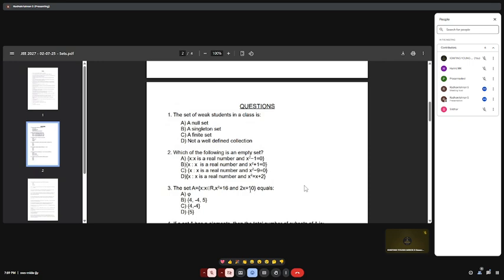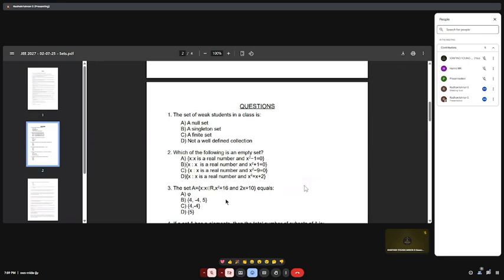2x equal to 10. x equal to plus 5. So, is there any value of x that satisfy all the three conditions? x is real, x square is 16, 2x equal to 10.